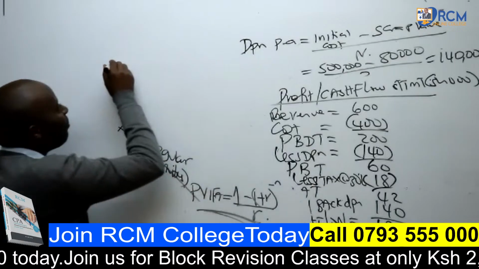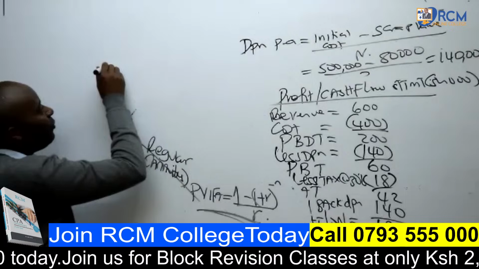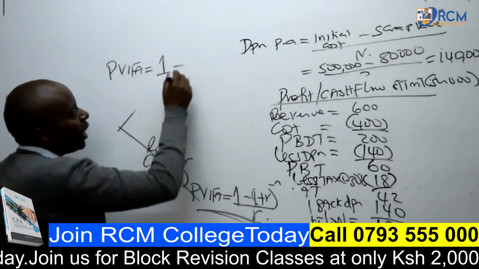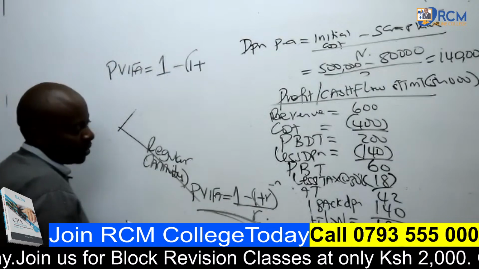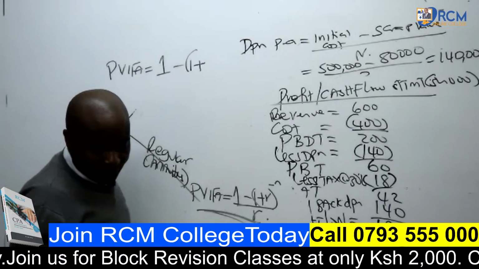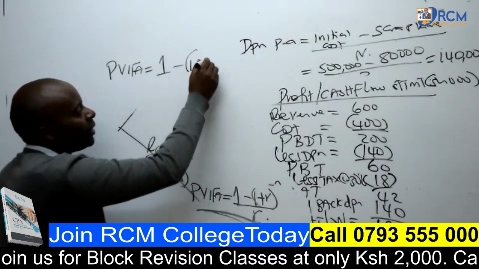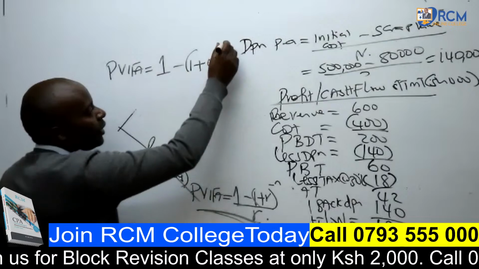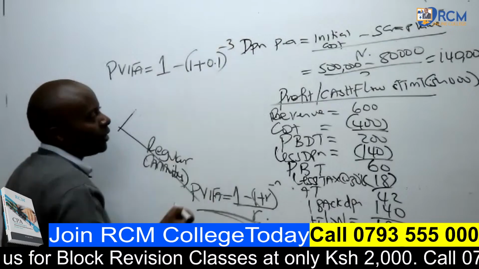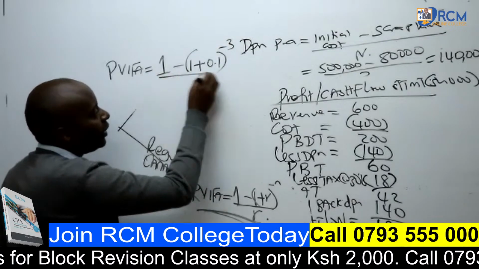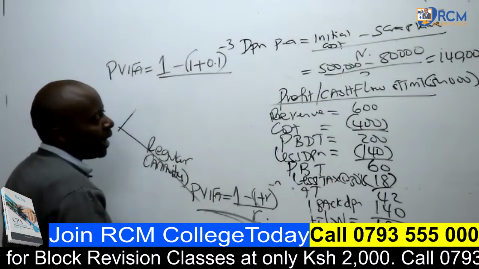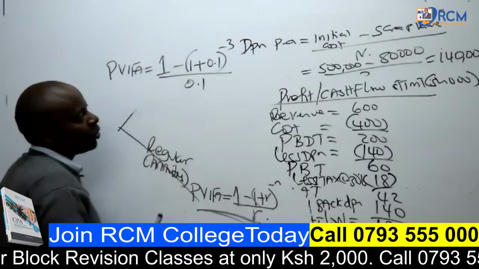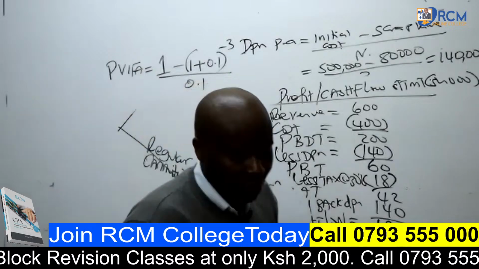So we have our PVIFA being equal to 1 minus 1 plus R. The cost of capital has been provided in the question as 10%, raised to negative the number of years, which is 3. Divide this by R, where our R is 10% again, so 0.1. Could you kindly try to give us this figure using your calculator?